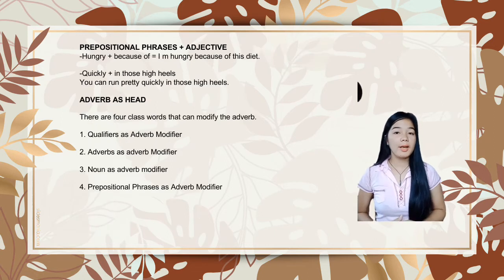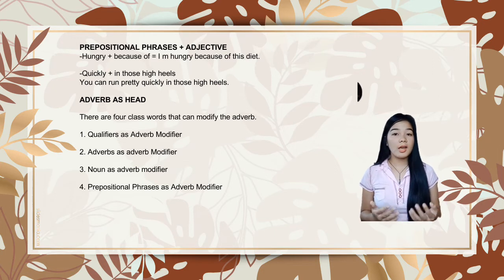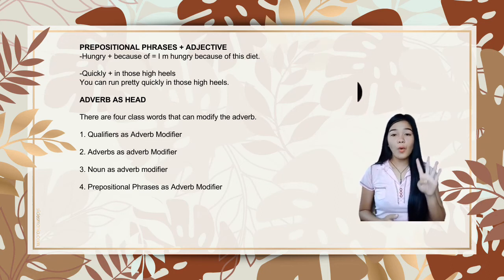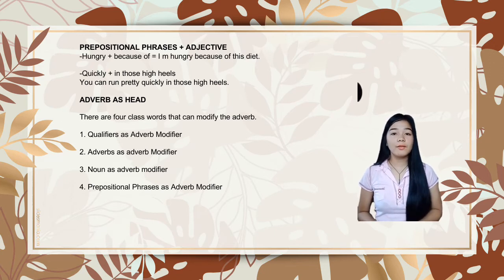Prepositional phrases plus adjective. Hungry plus because of equals I am hungry because of this diet. Quickly plus in those high heels. You can run pretty quickly in those high heels. Adverb as head. There are 4 classes of words that can modify the adverb. First, qualifiers as adverb modifier. Second, adverbs as adverb modifier. Third, nouns as adverb modifier. Fourth is prepositional phrases as adverb modifier.